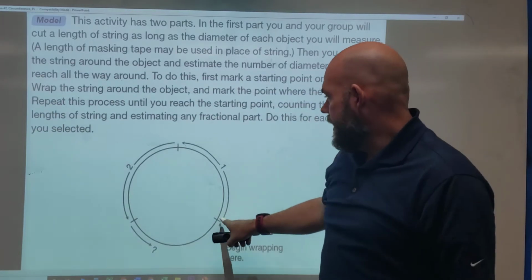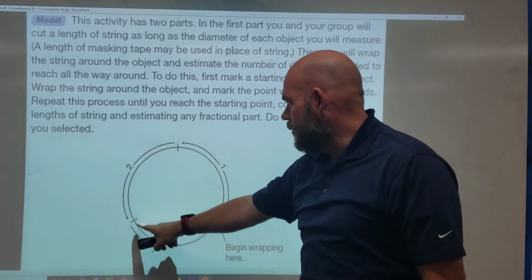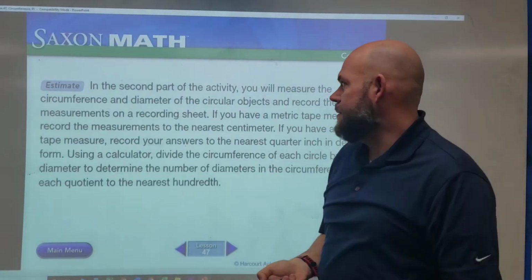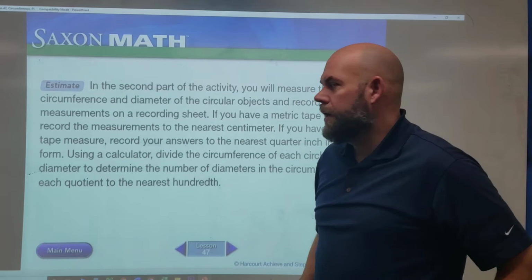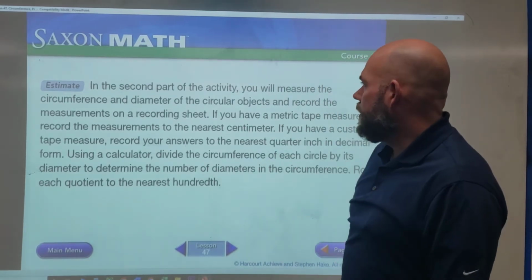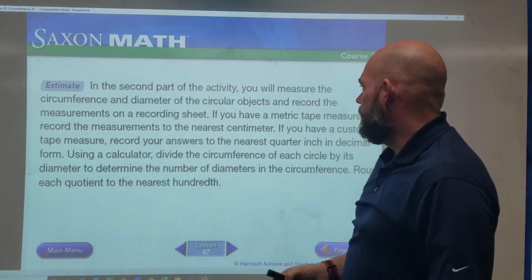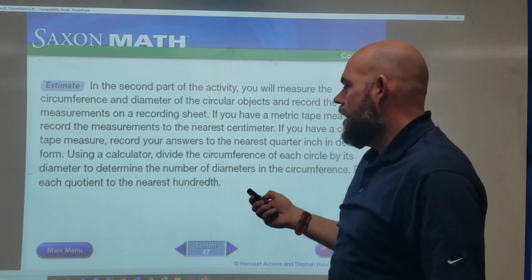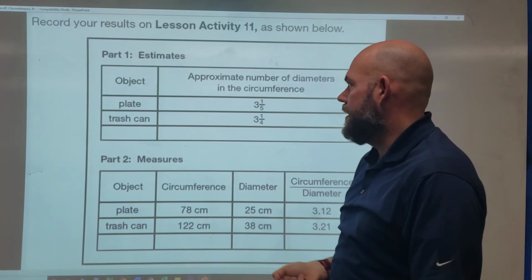Alright, you'll see that as they started wrapping, they got a little more than three and a little bit as they wrapped. And you're going to find the same thing. You're going to estimate, because we're not going to be exact here. In the second part, you're going to measure the circumference and record the measurement. So you've measured across the diameter, then you measure the circumference. And we're just going to make kind of like a table with that information.